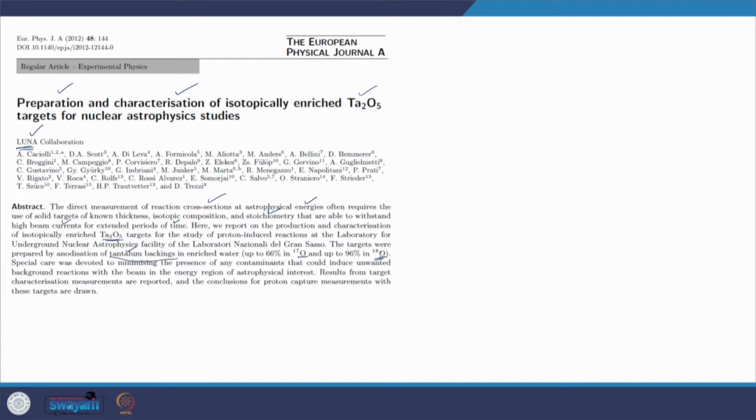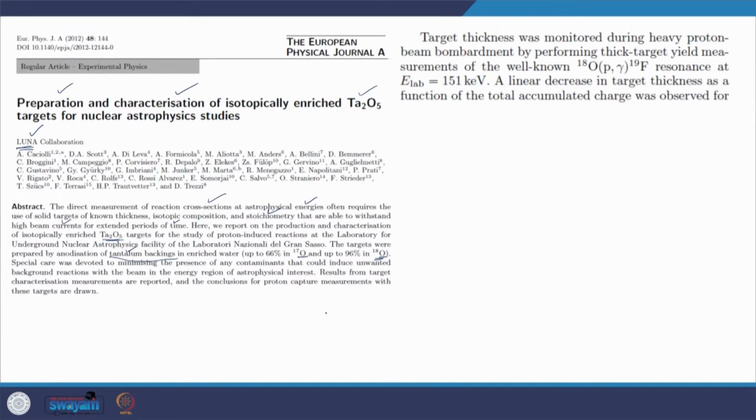So, we are carrying out a nuclear reaction in which the projectile is a proton and the target is oxygen. Here we have two isotopes, oxygen 17 and oxygen 18, right. And in this particular example, when they measured the cross section, the target thickness was monitored during this heavy proton beam bombardment by performing thick target yield measurements of the well known resonance at a laboratory energy of 151 keV. So, from this what can we understand?